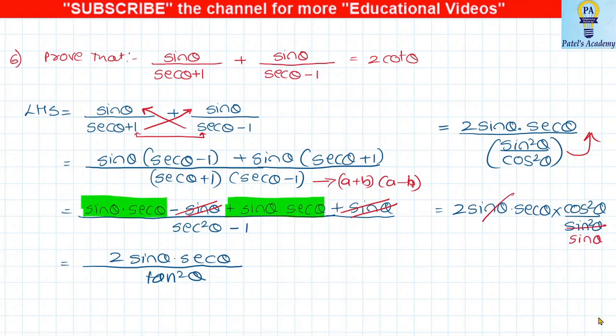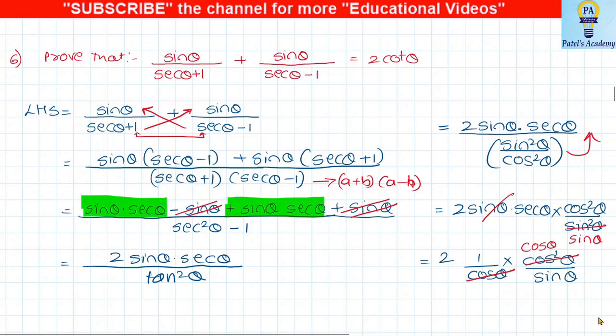One more step and the sum is done. 2 as it is. Sec is nothing but 1 upon cos theta into cos square theta upon sin theta. I'm just writing the remaining terms as it is. I just converted sec to cos. So one cos will cancel, and I'm left with cos theta. So now what I have is 2 cos theta upon sin theta, and cos theta upon sin theta is nothing but cot theta, that is equal to RHS. So I have shown you step by step all the steps.